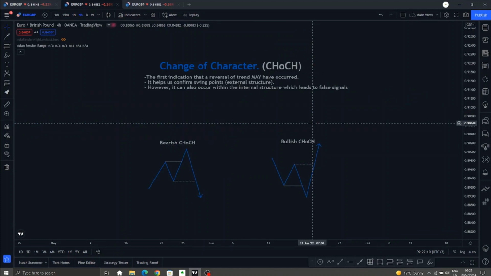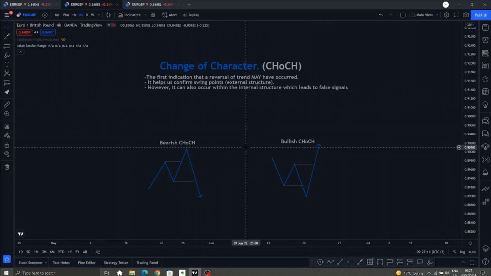So just to close off, I just wanted to revisit and give you guys a little bit of a revision here on what change of character is. It's essentially the first indication that reversal of trend may have occurred. It helps us confirm our swing points when it comes to mapping out our external structure. It's very important that we know where those external swing points are, because it helps us identify those high value areas. But it's also important to note that it can occur within internal structure, and that leads to false signals.